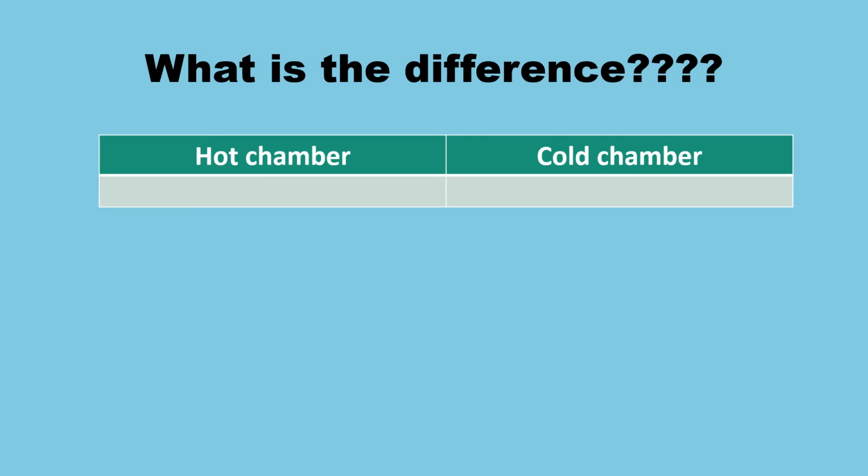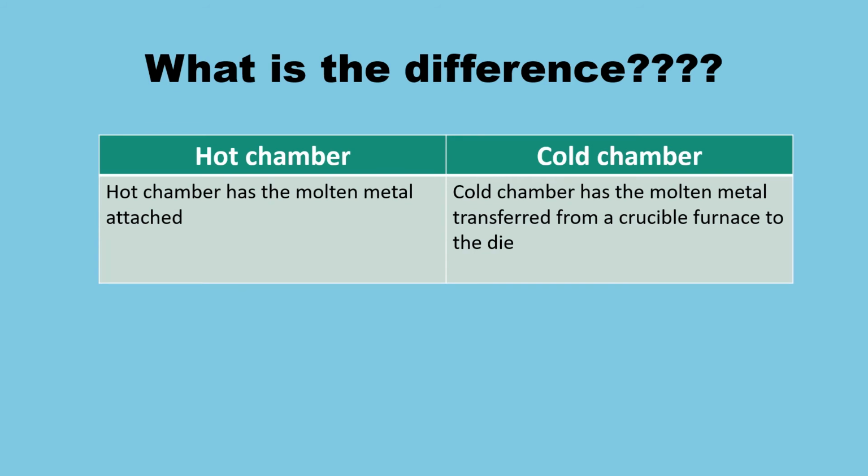Let's just summarize the differences between the hot chamber and the cold chamber die casting processes. Now, there is a really big, obvious difference. Hot chamber has the chamber of molten metal attached to the die. Cold chamber doesn't. It's heated in a separate furnace and travelled to the die.